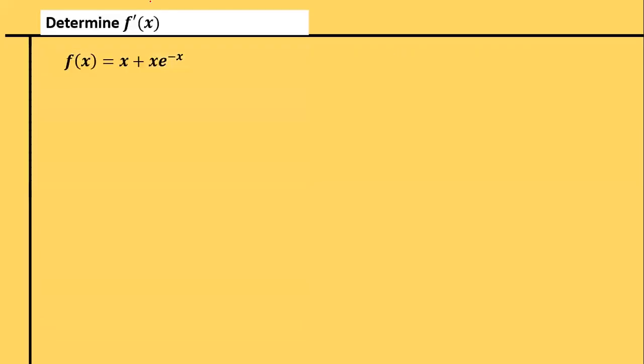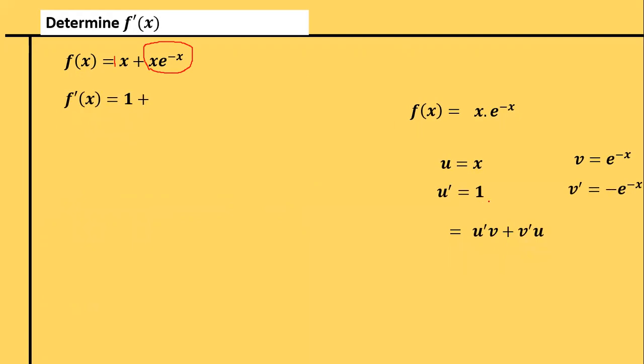In this part, we are going to determine f prime of x. Derivative of 1x is equal to 1. Let's make derivative for the following expression. It represents u dot v, in which I can apply the following formula u prime v plus v prime u. Let's take now e to the power minus x as a common factor. So the derivative of xe to the power minus x is equal to e to the power minus x multiplied by 1 minus x.